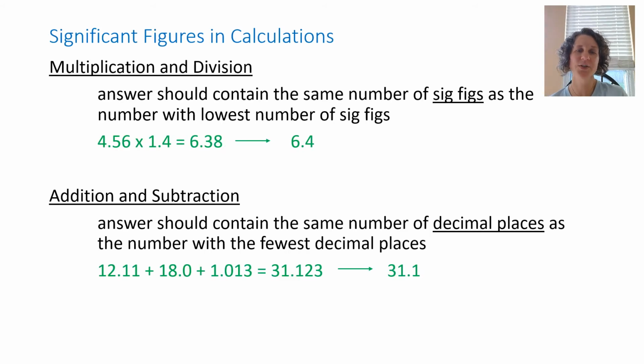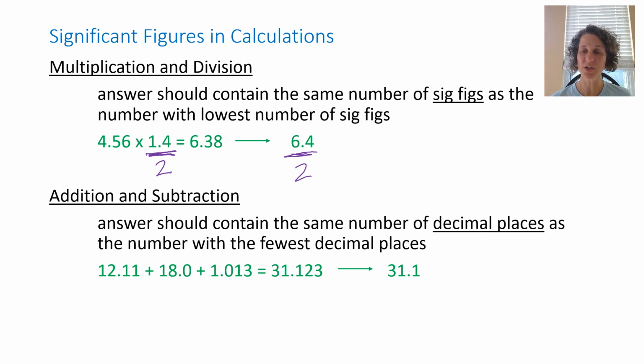All right, so now significant figures in calculations. If you are multiplying or dividing, your final answer needs to contain the same number of significant figures as the number with the lowest number of significant figures. So if you look at this example, 4.56 times 1.4 equals 6.38. If you put it in the calculator, it's exactly what you'll get. But according to the significant figure rules, because I have this 1.4 here and it has 2 significant figures, my final answer should only have 2 significant figures. So that 6.38 is rounded to 6.4, so that I now have 2 significant figures here. They always have to match up.